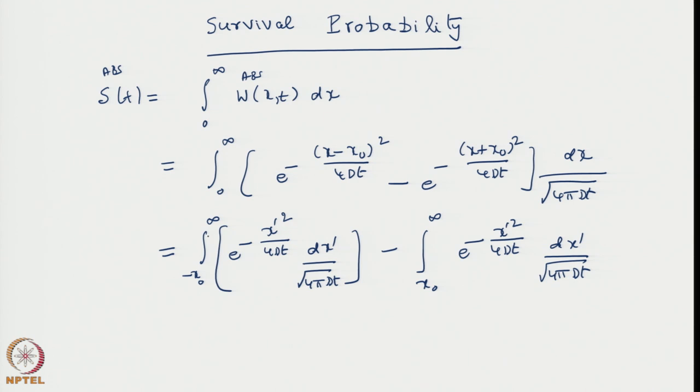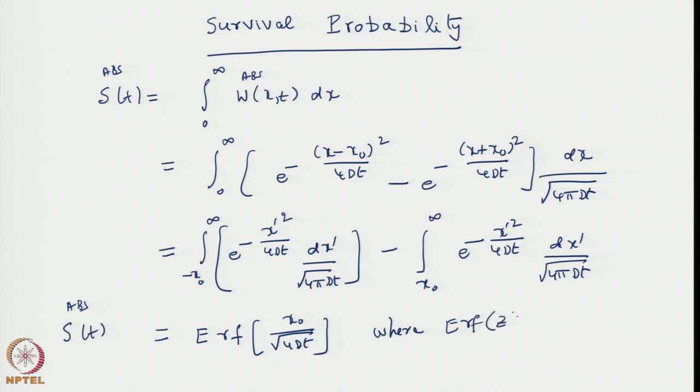And it can be written in a neat form in terms of a very well known function, and that function is so called the error function. This whole thing now turns out to be an error function of an argument x naught by square root of 4 dt, the survival probability S(t) in the presence of an absorber, where we define the error function for any general argument as 2 by root pi integral 0 to z e to the power minus u square du.